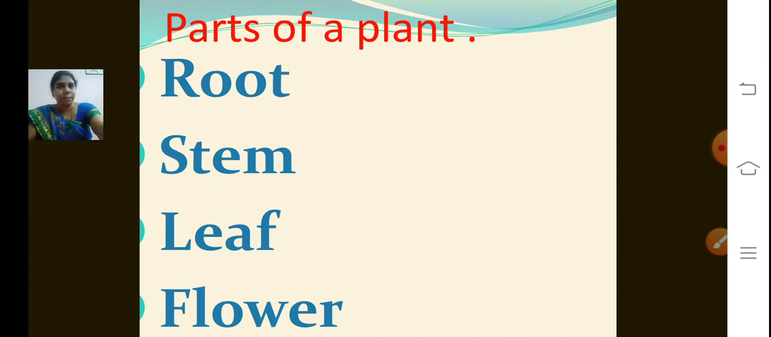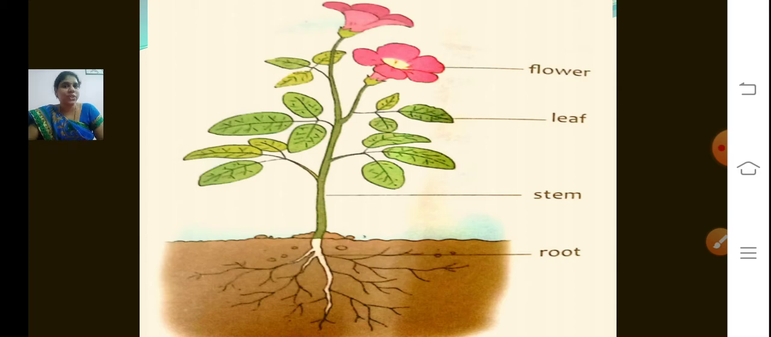Now we'll see each part separately. Just see the picture. The below part is called root. What is that? Root. R-O-O-T. Root. That is the root part. And above that is the stem. So what is this? Stem. Repeat after me. S-T-E-M. Stem. Next we have leaf. What is that? Leaf. L-E-A-F. Leaf.